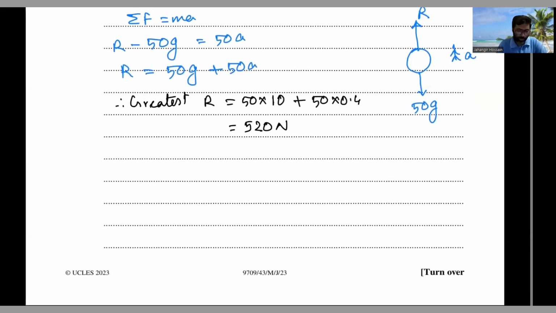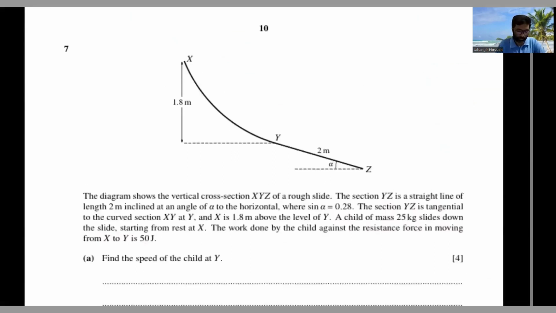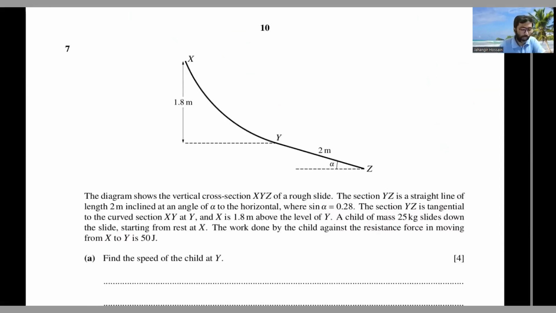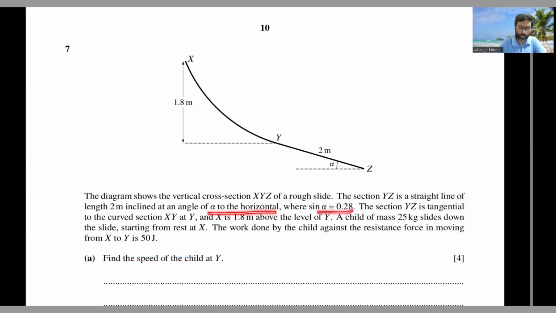Okay, that's part D. Now let's move on to the next question, question number 7. In question 7, the diagram shows the vertical cross-section XYZ of a rough slide. The section YZ is a straight line of length 2 meters inclined at an angle alpha to the horizontal, where sin alpha is 0.28.